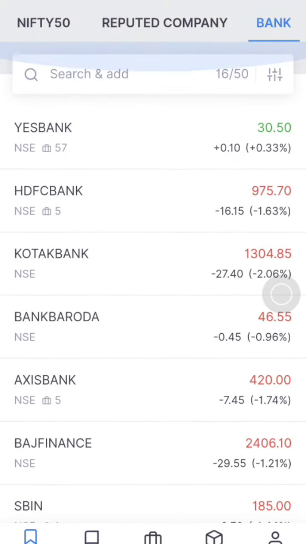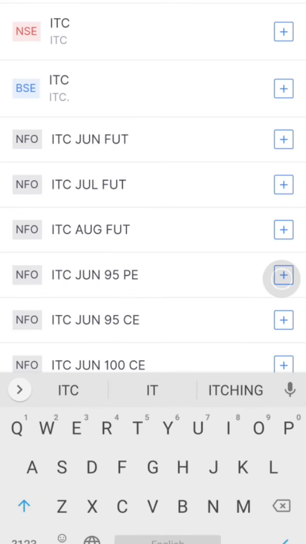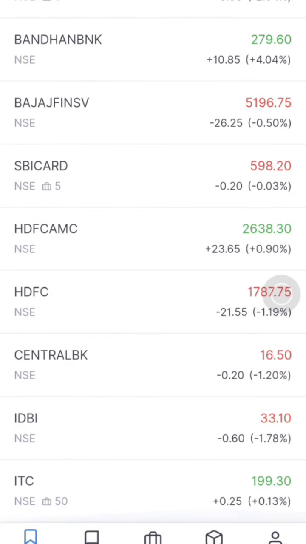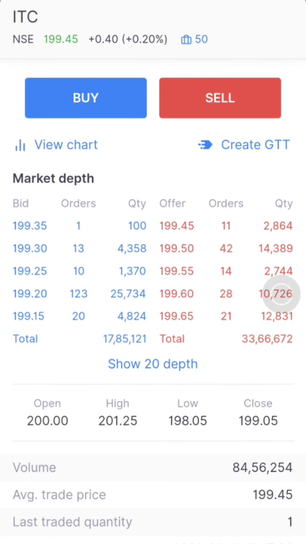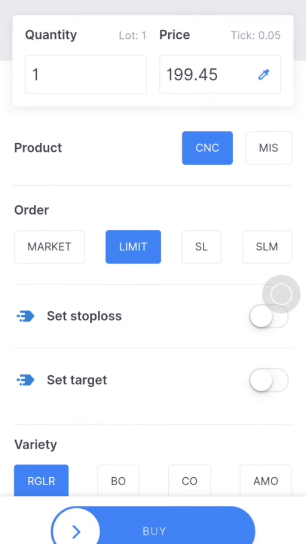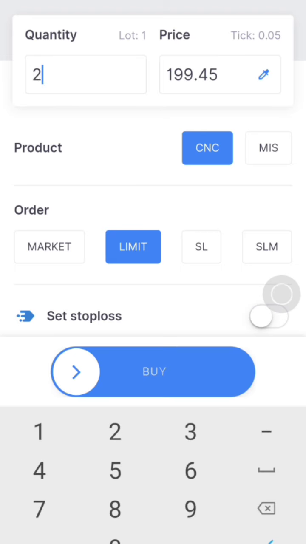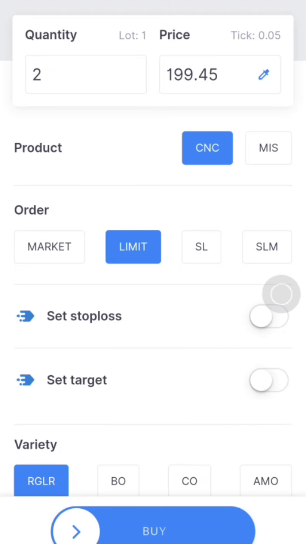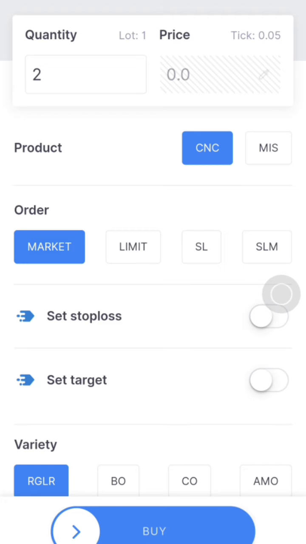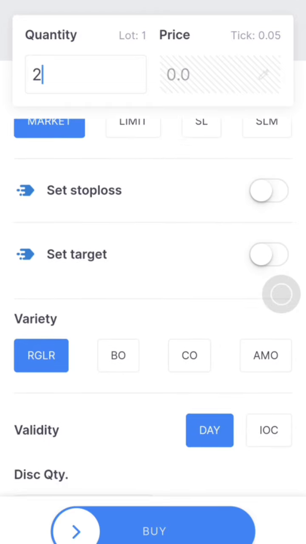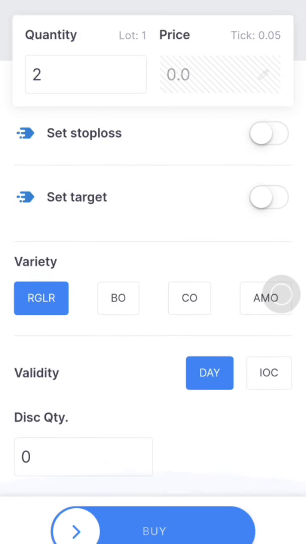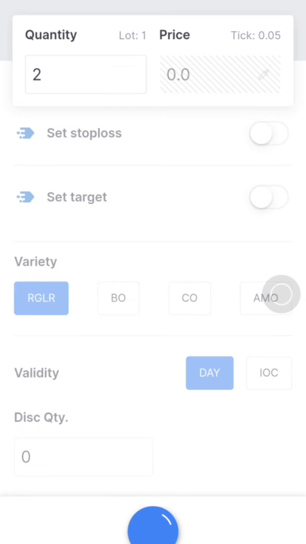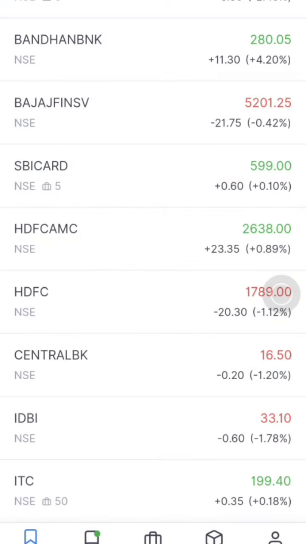Let's see a share called ITC. Now the ITC current price is okay. If you want to invest for the long run, then no need to wait for a limit price and all. You can purchase at market price. Let's say I want to purchase 2 shares of ITC at the market price. If you are doing CNC, meaning cash and carry, and I'm doing market price, market price means it will execute at the market price itself. Then you can see regular, in the validity you can put day. Then I'm putting buy.